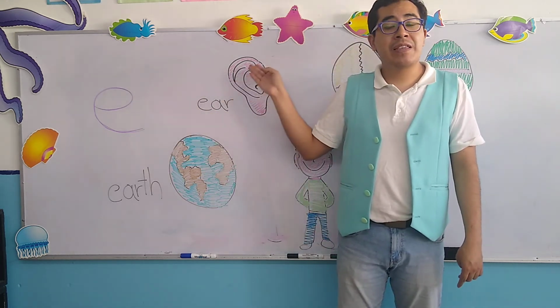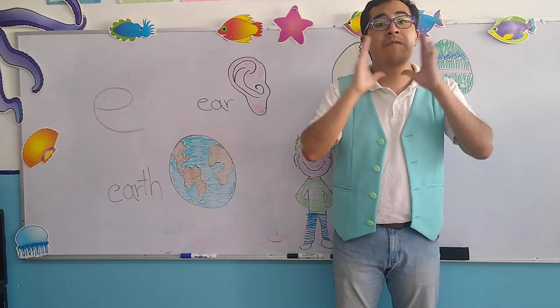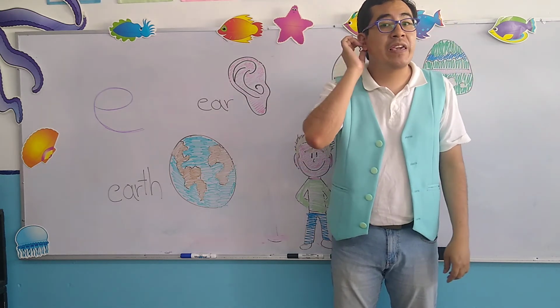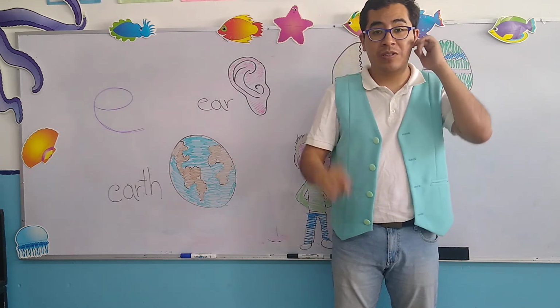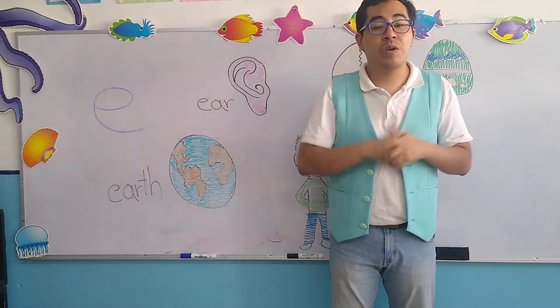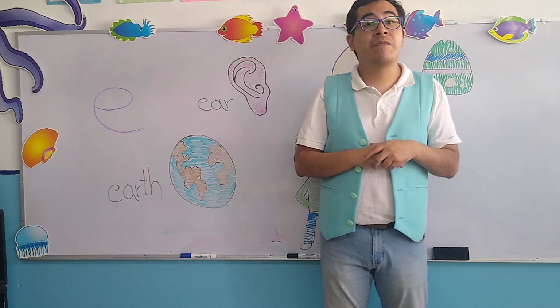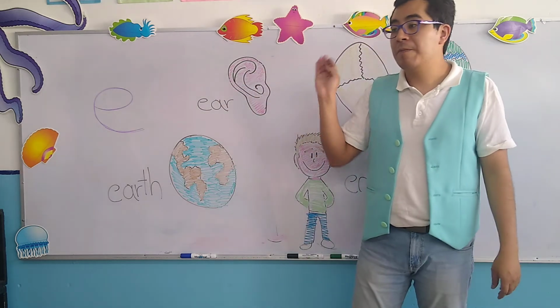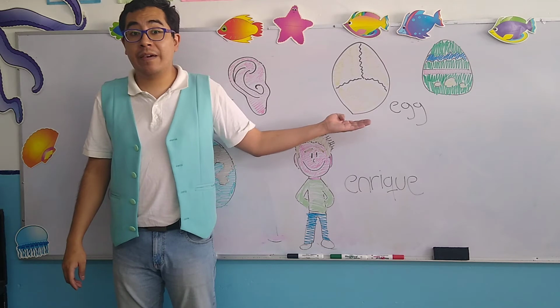Now, basically the ear is one of the most important parts of the face, of the body, because we can hear with these objects, okay? Con esta parte del cuerpo nosotros podemos escuchar. Okay, so it's one of the most important parts of the body. We have the ear. Next to the ear, we have the egg.